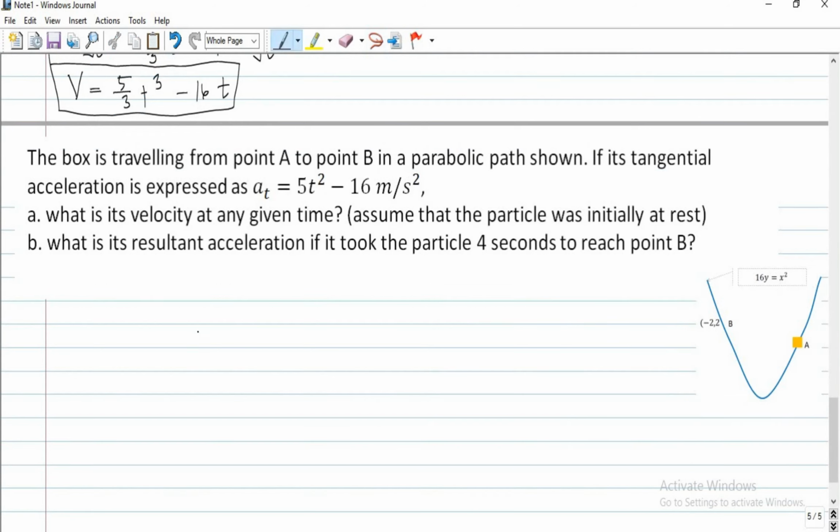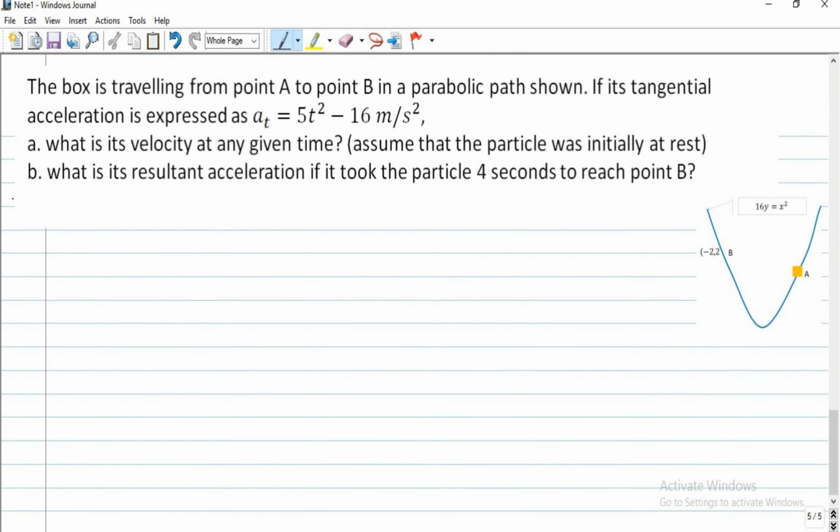Okay. So, for letter B, ang sabi sa letter B, what is its resultant acceleration? Again, resultant acceleration ang hinahanap. So, we're going to use at squared plus an squared. And our time here is 4 seconds. So, makukuha ko yung acceleration, basta alam ko yung tangential at saka yung normal acceleration.